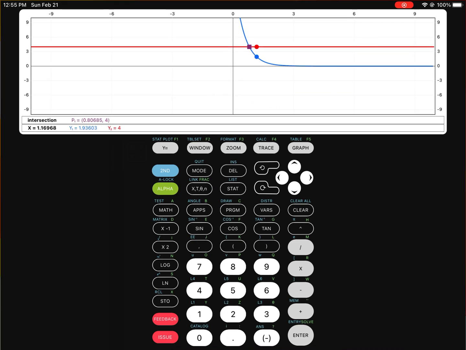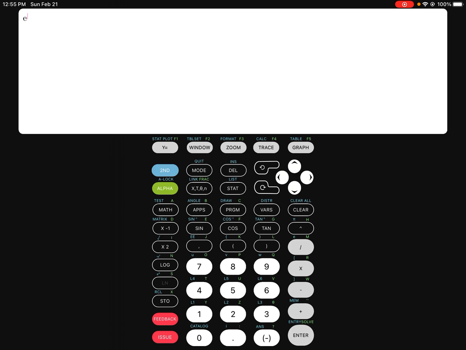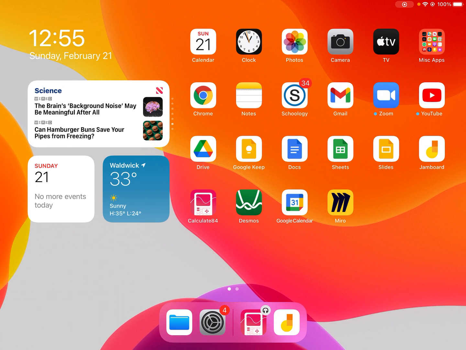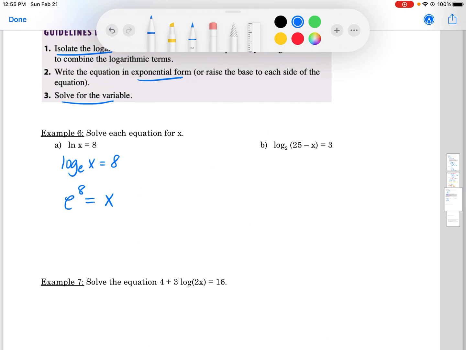So we can go in and hit second ln, which gives us e, and that to the 8th power. So about 2,980.96, I guess. So x is about 2,980.96-ish.